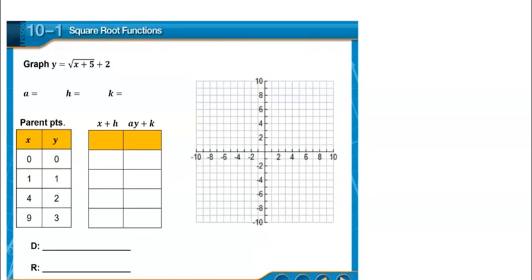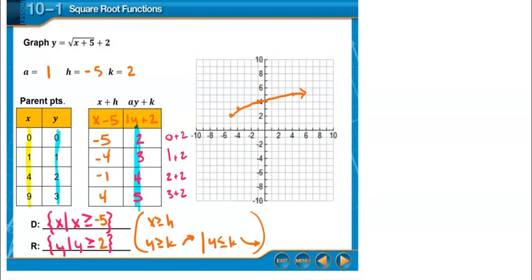Okay, so this next one, I want you to try it and pause the video, make sure you can do it. All right, how did you do? Did you see that the x values of your parent points, we're going to add the h value to this, which is 5, so now we're subtracting. So the x values go here. The y values end up going in the a y plus k. And you get your coordinate points.